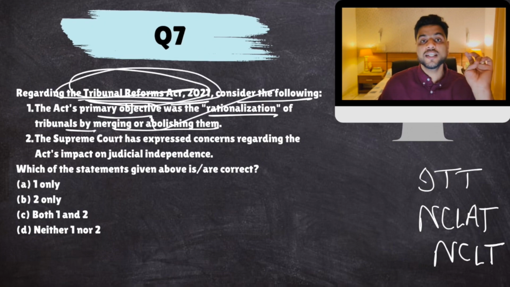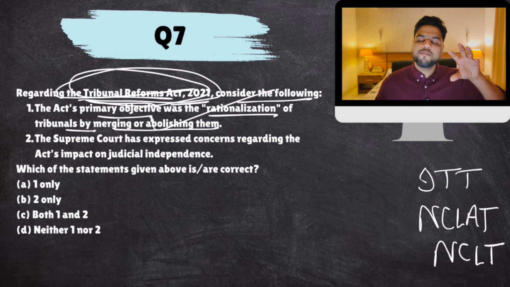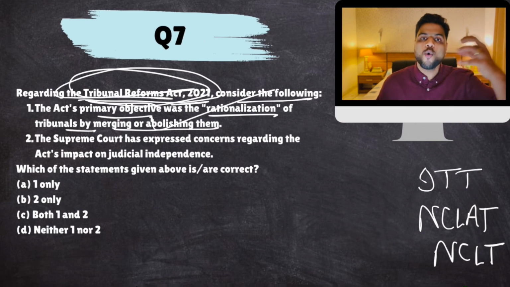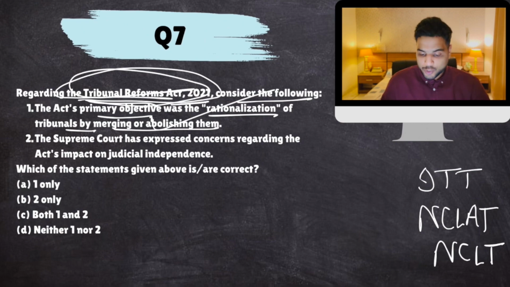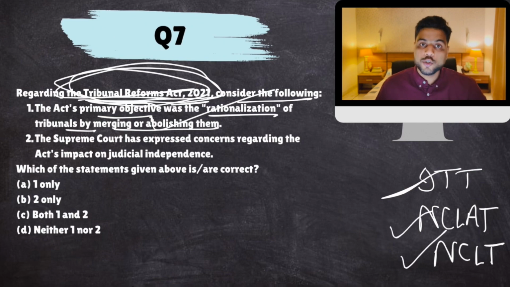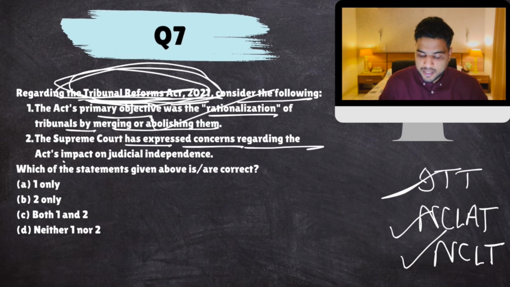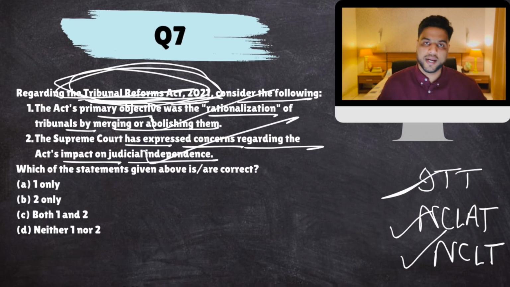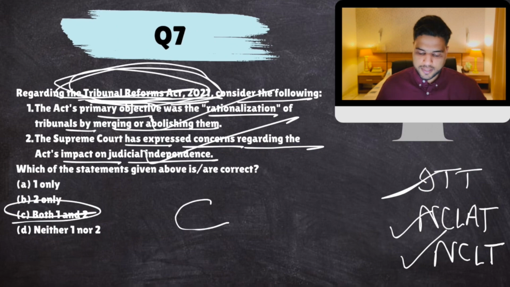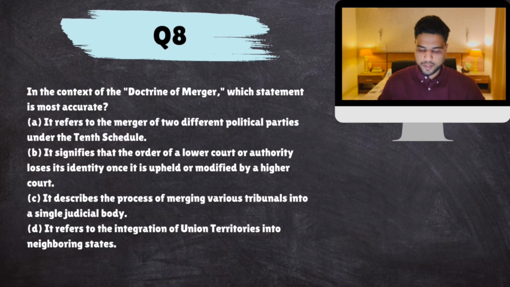But this law was criticized because under this law, the members of these tribunals are appointed by the central government, but the central government increased its control over these tribunals. Through this law, the central government increased its role in these tribunals, which is why many people objected to this, because they think this violated the independence of these tribunals. So the matter went to the Supreme Court, and the Supreme Court has expressed concerns regarding the Act's impact on judicial independence. This is also correct. Okay. Again, C. Next. In the context of the doctrine of merger, which statement is most accurate?